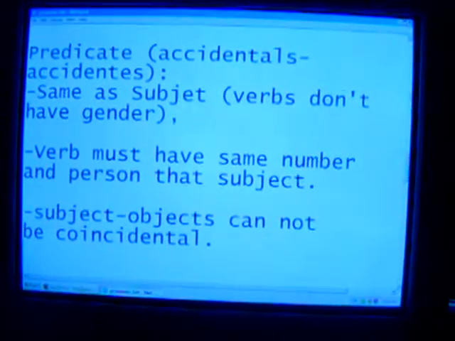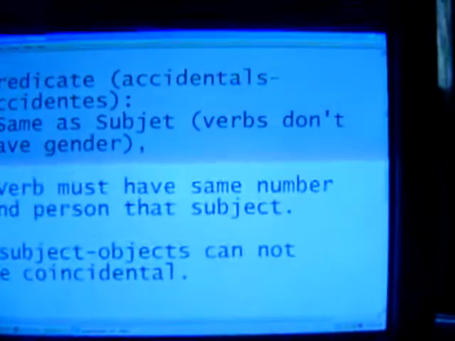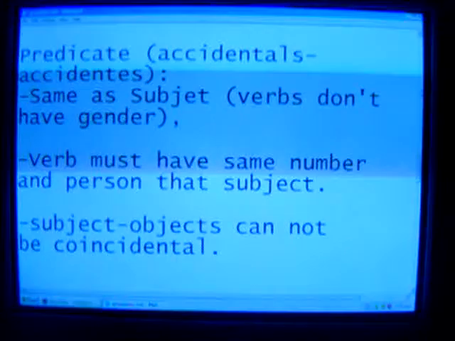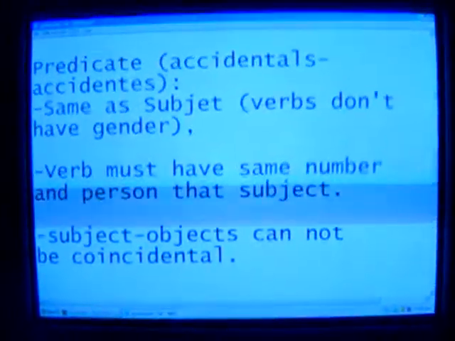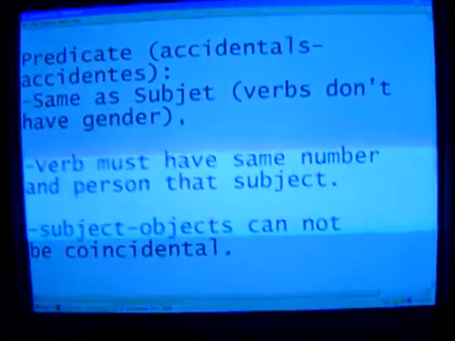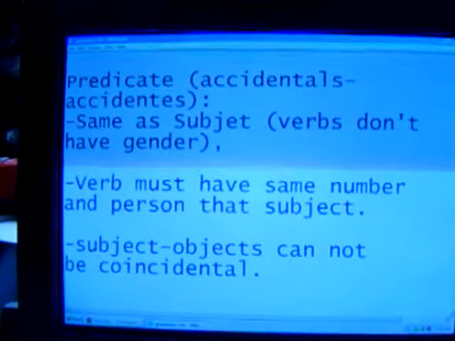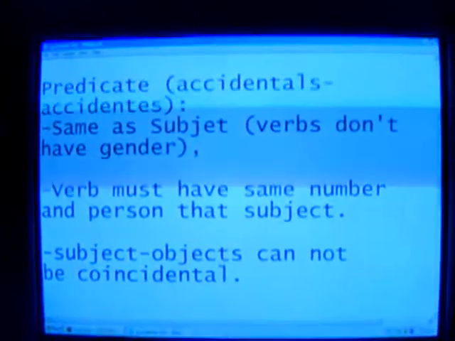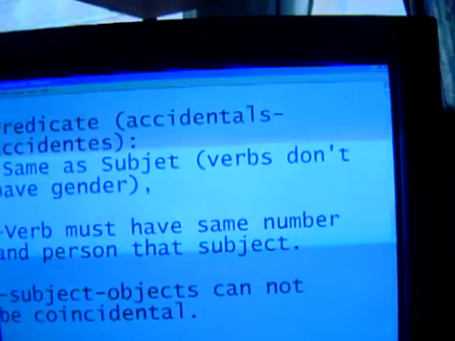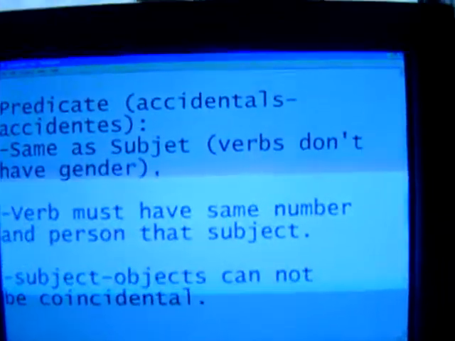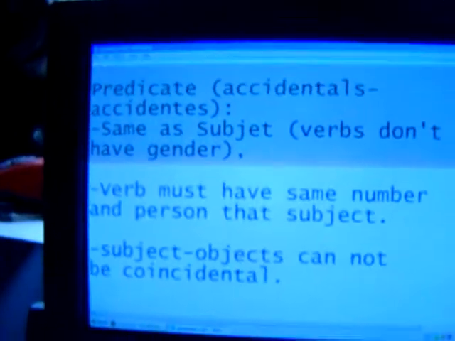The complements must have these accidentals, but not necessarily the same as the subject, because they behave in another way. Also, verbs don't have a gender in Spanish, but they have a number and a person. Okay, the verbs must have the same number and person as the subject.